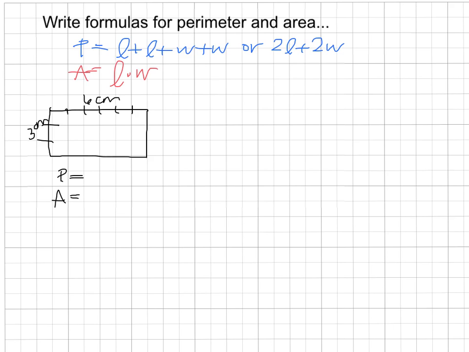Perimeter, when you do it, is going to be 6 plus 3 is 9, plus 6 is 15, plus 3. So the perimeter is 18 centimeters. Our area is take two adjacent sides, 3 times 6, and you should get 18 centimeters squared. Now, hopefully when you did this, you labeled things correctly, because as we go through mathematics, it is not a correct answer if we do not label things correctly.